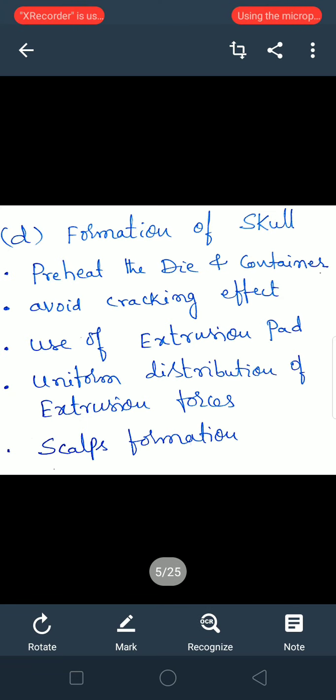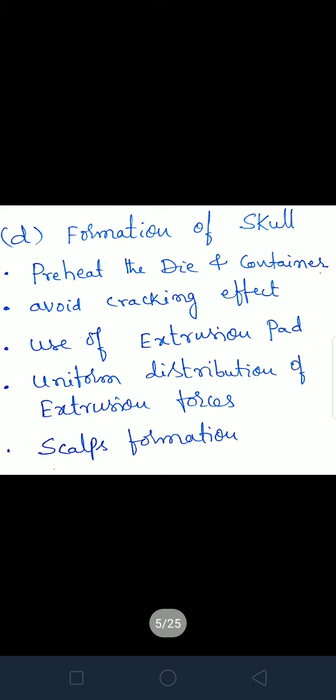The common method is to preheat the die and container so as to avoid the cracking effect. One more simple method is to extrude the billet till the chilled surface starts entering the die and discard the remaining billet. Another method is to use an extrusion pad of smaller diameter than the container diameter. As the ram pushes the hot billet, it scalps the billet circumferentially and the chilled outer surface layer remains in the container as a skull. Since the chilled layer is retained from being extruded, there is no formation of the extrusion defect.